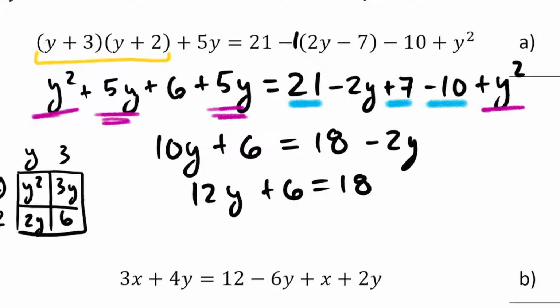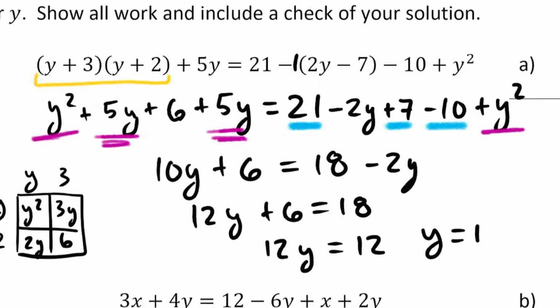And if I subtract 6 from each side, we've got that 12y is 12. That means that y is the number 1. Okay, so if y is 1, that's pretty easy for me to check on my own. So I'm going to take a stab at checking this. So I think y is 1.